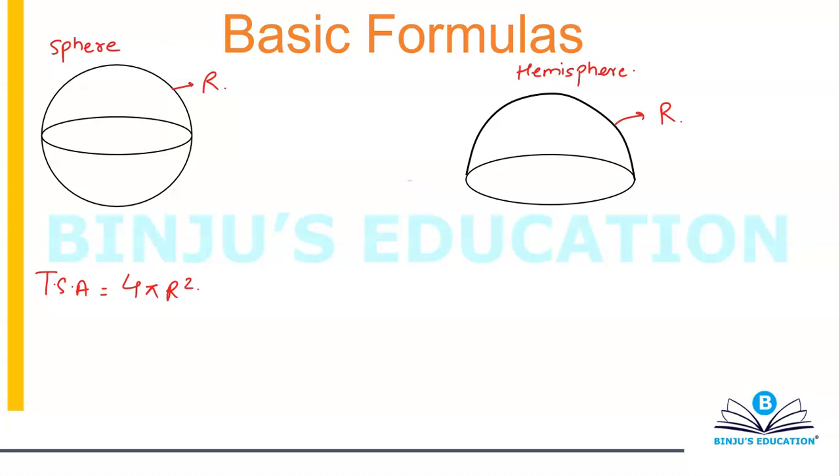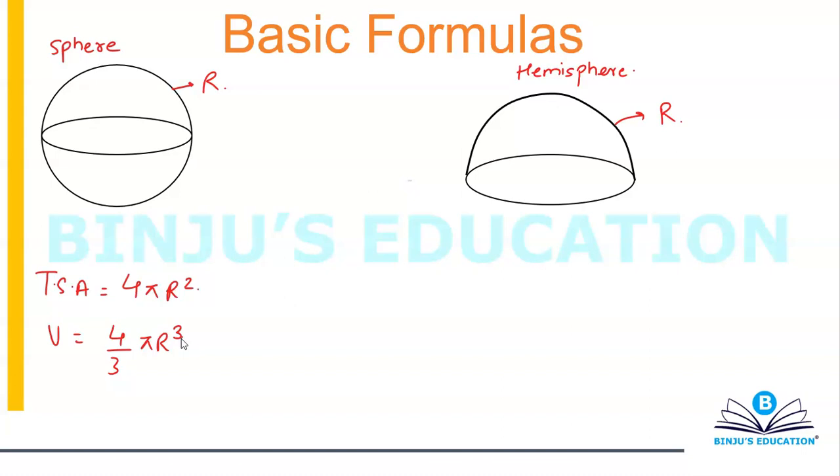Another thing they can ask you is the volume, which is equal to 4 by 3 pi r cube, and this you get with the help of integration, which effectively is not part of our curriculum. So you just need to remember two things. If they ask you anything regarding a sphere, one is the total surface area, which is 4 pi r square, and the other is the volume, which is 4 by 3 pi r cube.